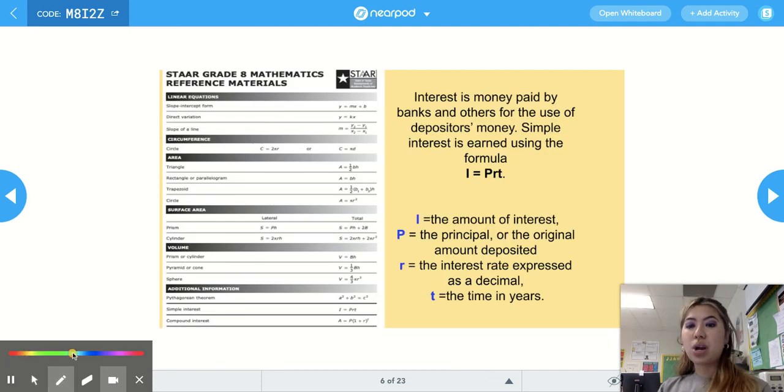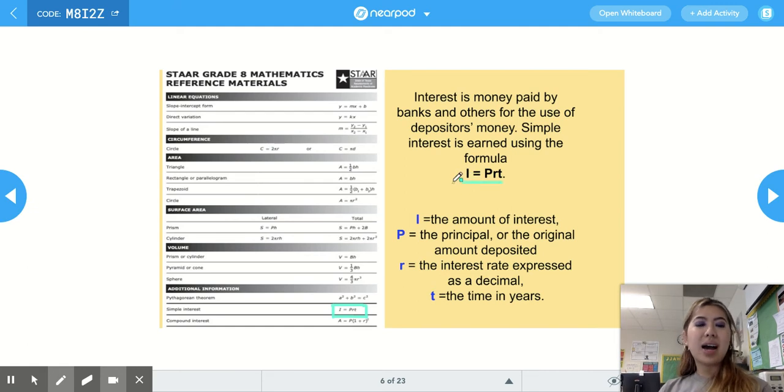On our 8th grade STAR reference materials, you can find the simple interest formula right here. It's I is equal to P times R times T. So the I represents the amount of interest. The P represents the principal or the original amount deposited, so put in. R represents the interest rate. But when we substitute the R value, we actually have to convert it from percent form to decimal form, which we'll go over. And then T in this formula represents time in years.